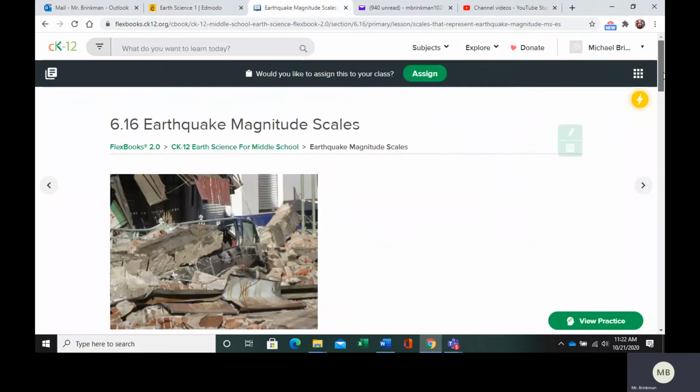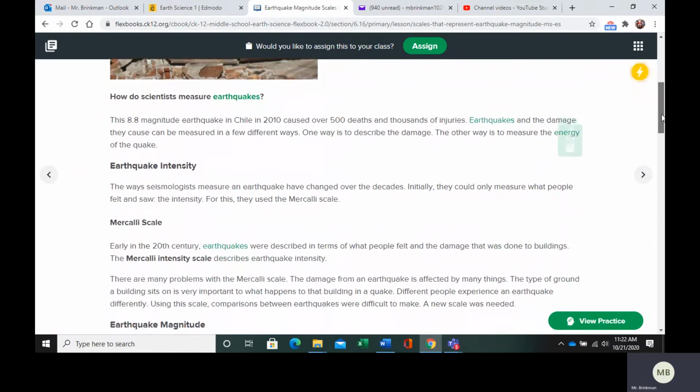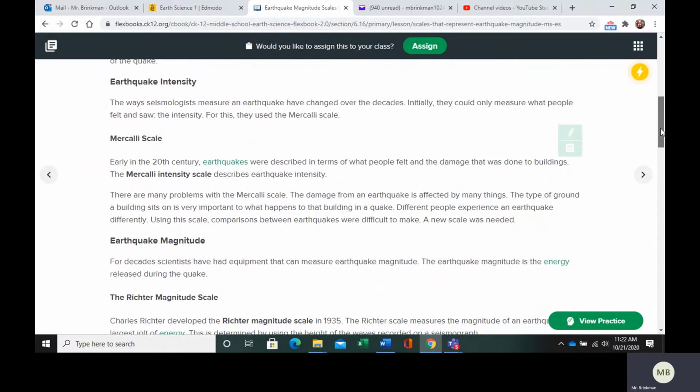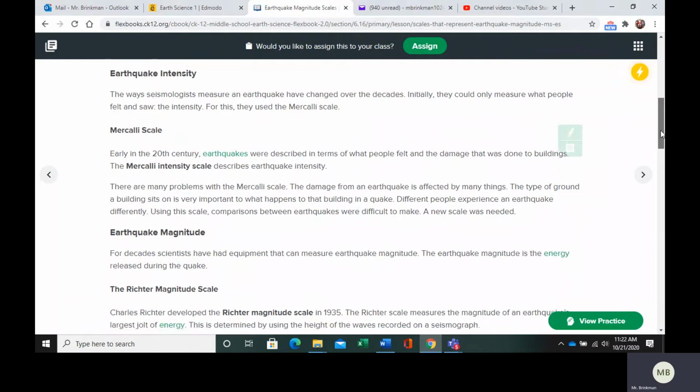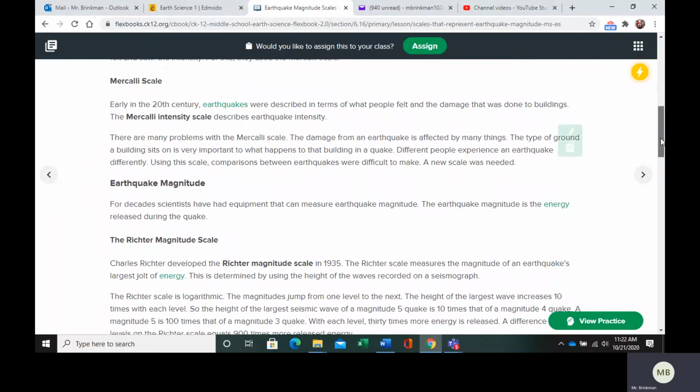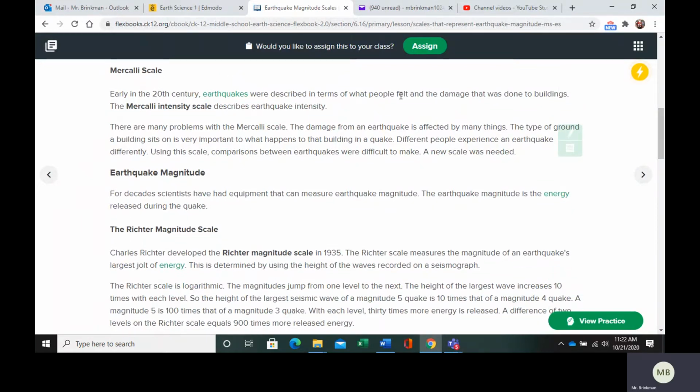So earthquake magnitude scales have changed over time. They started off by measuring intensity. So they would measure what people felt and saw. Not as far as feelings, but as far as the shaking of the ground and then the damage that was done to buildings.